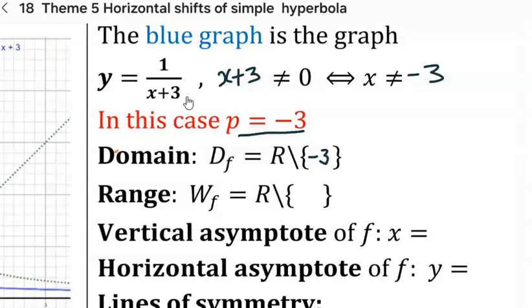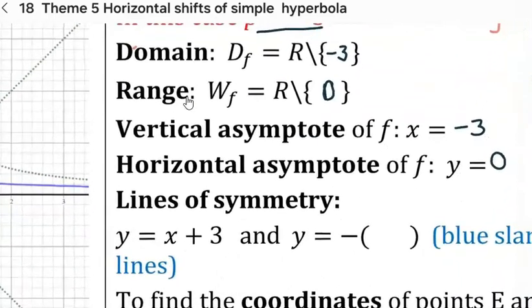Again, because of the numerator, which is 1, I cannot have y equal to 0 for any x. So in this case, my range will again be R without 0. I cannot have an answer of 0. So my vertical asymptote will be x equals minus 3, and my horizontal asymptote will be y equals 0, or the x-axis.